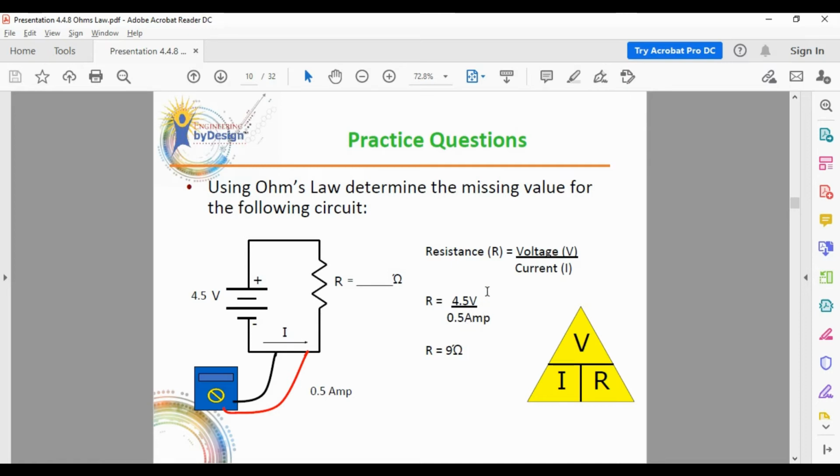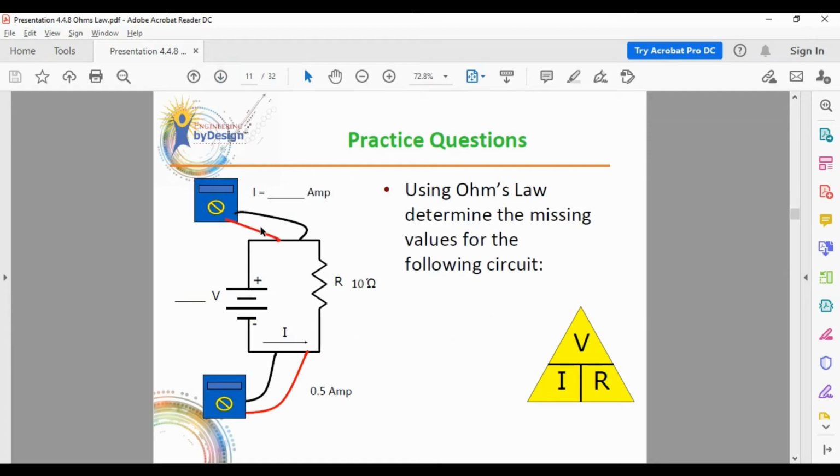Now, if you run into milliamps or mega amps or megavolts, those kinds of values, then you do need to do some conversions to go back to ohms. Same thing with ohms, pico ohms or kilo ohms. You have to do the conversions. All right, using Ohm's law, determining the missing value.